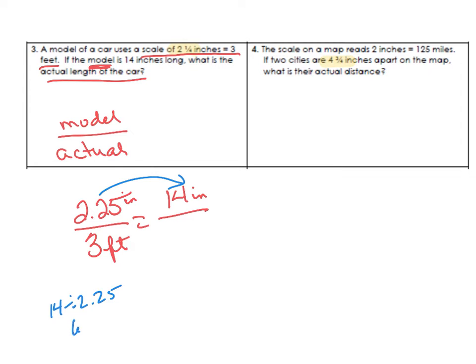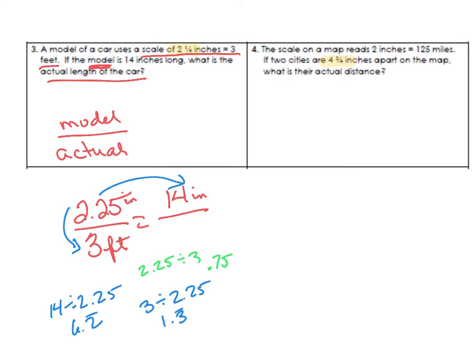Let's see what that gives us. That gives us 6.2 repeating. So that's not always the best way. So let's go this way and try doing 3 divided by 2.25 and see what that gives us. Ooh, that gives us 1.3 repeating. So I'm going to try something else. Let's try dividing the other way. 2.25 divided by 3 and see what that gives us. That gives us 0.75, which is much, much nicer.